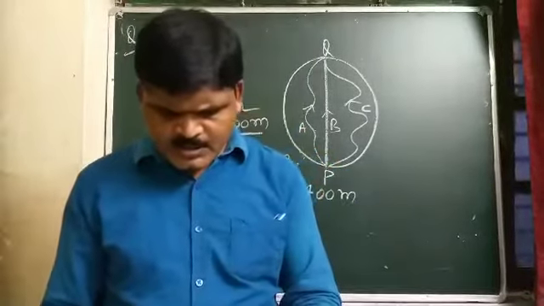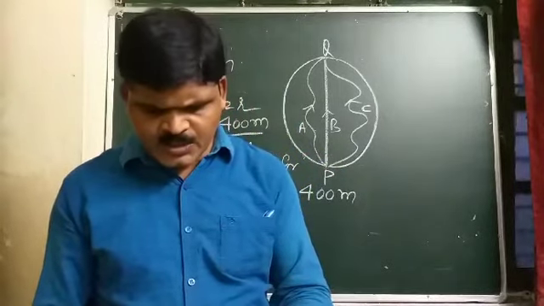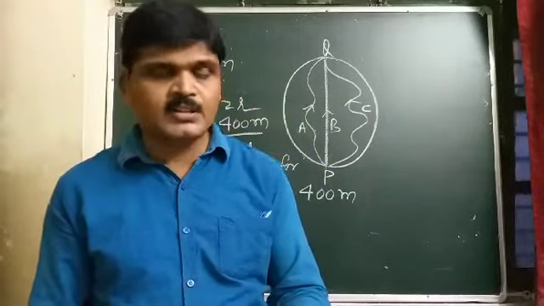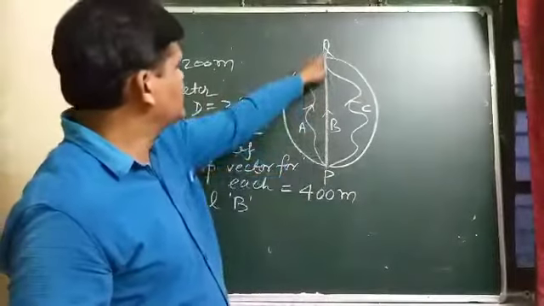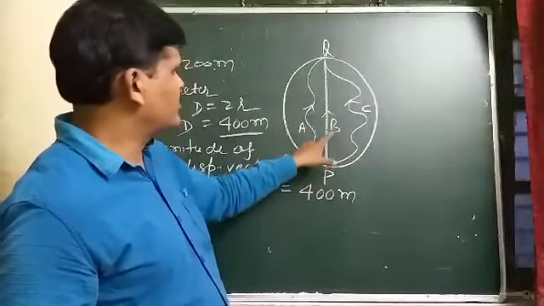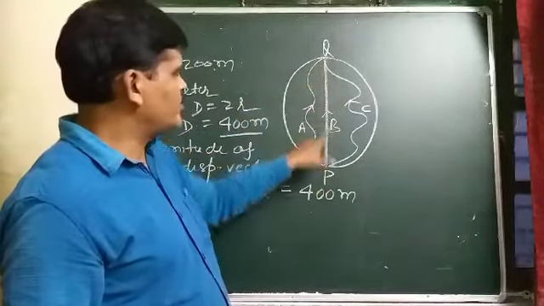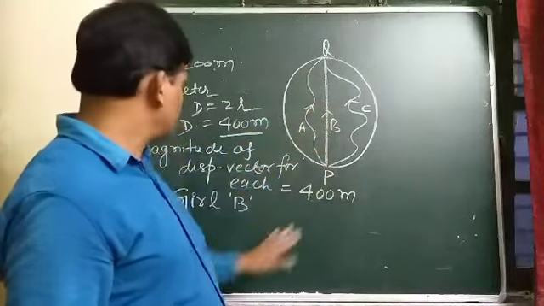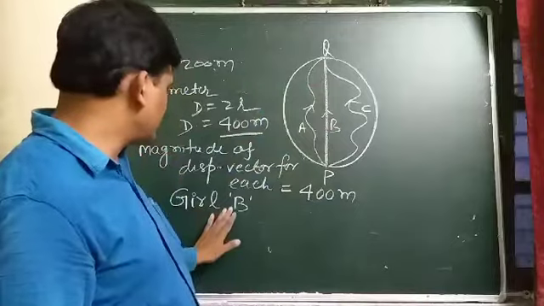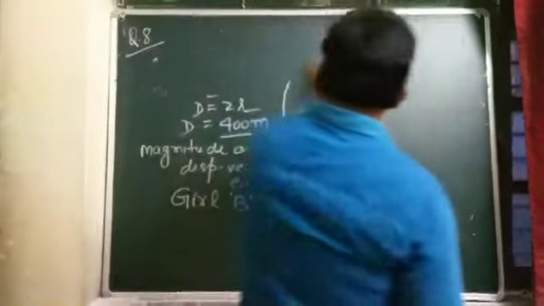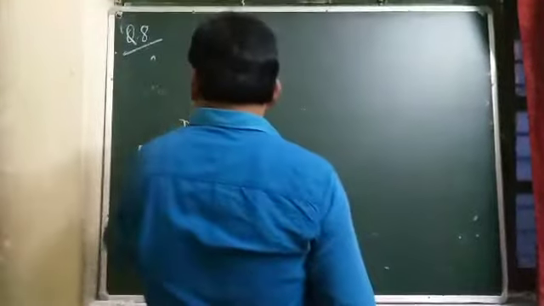Second answer. Which girl is this equal to the actual length of the path escaped? That is girl B, which is straight line path. Girl B starts from P and reaches Q in a straight line path. So second answer, that is what? Girl B. Now student, question number, that is 9.